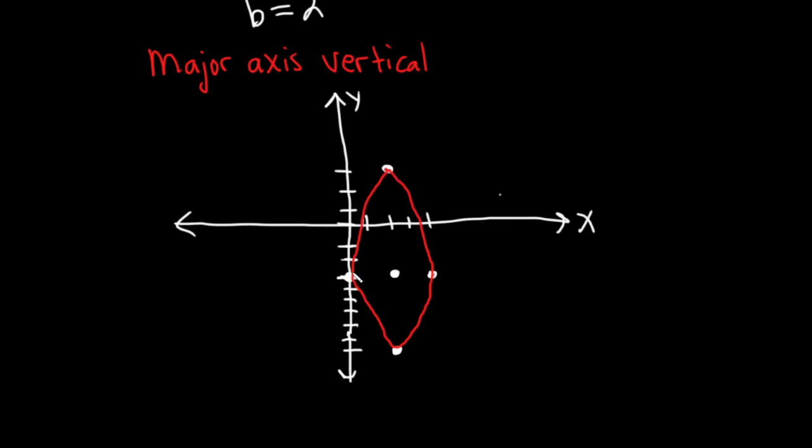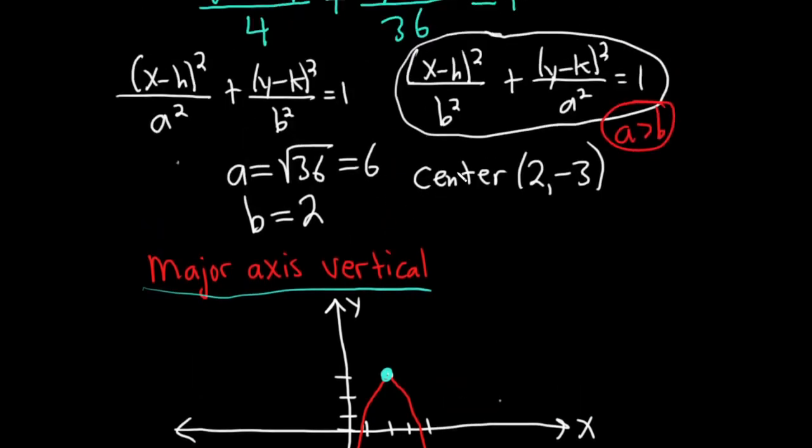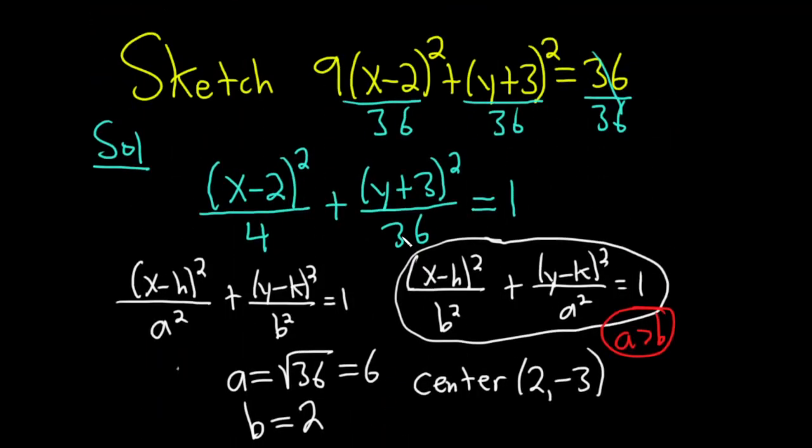But the key point is that we have this point, this point, this point, this point, and we have the center. That's the most important thing. And we have the main shape. We know that the major axis is vertical. So yeah, in an ellipse, A is always the square root of the bigger number. Good luck.